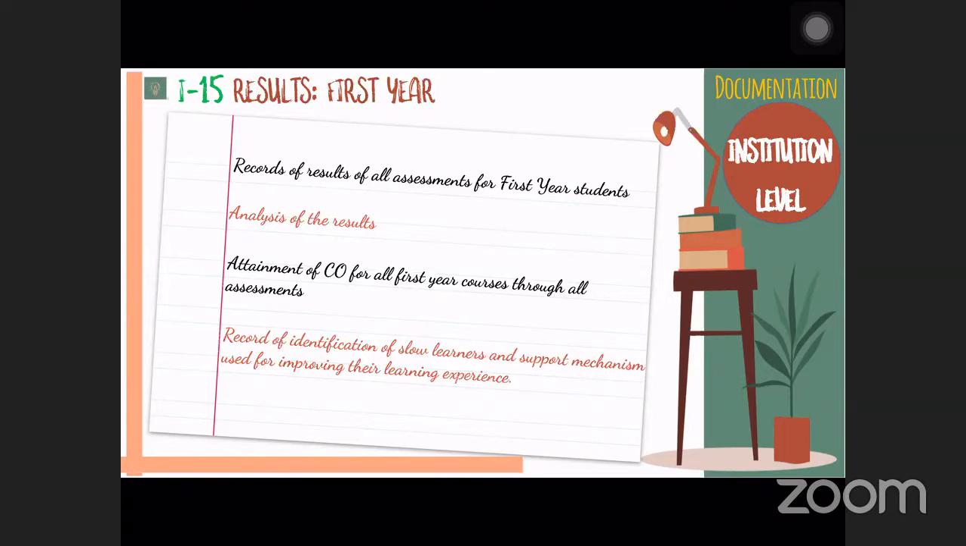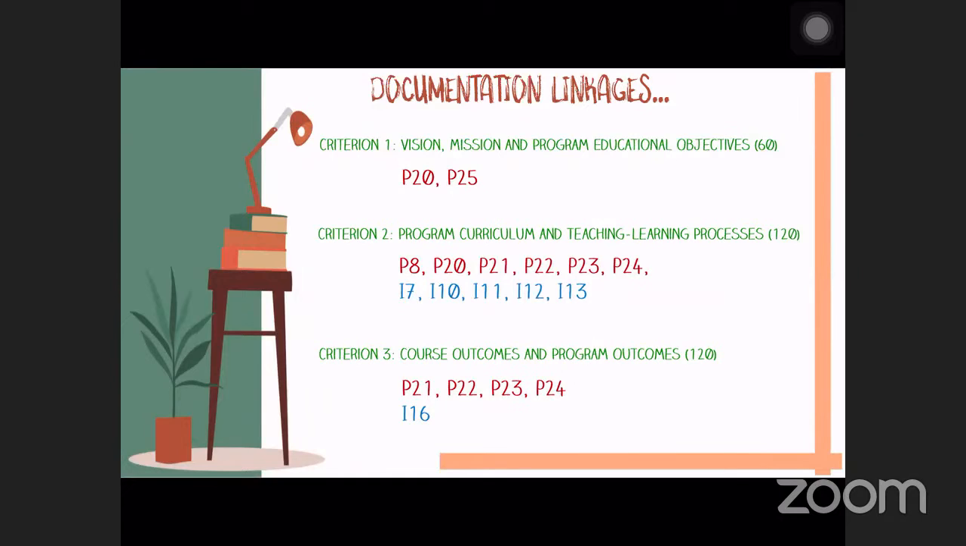So now we have seen that there are 25 program level files, and there are 15 institution level files. If we maintain this documentation, then these documents have got the linkages for the different criteria of evaluation. So when you are undergoing NBA accreditation, the team of evaluators will visit your institution and they will assess you, that means the program as well as the institution, based on a set of 10 criteria.